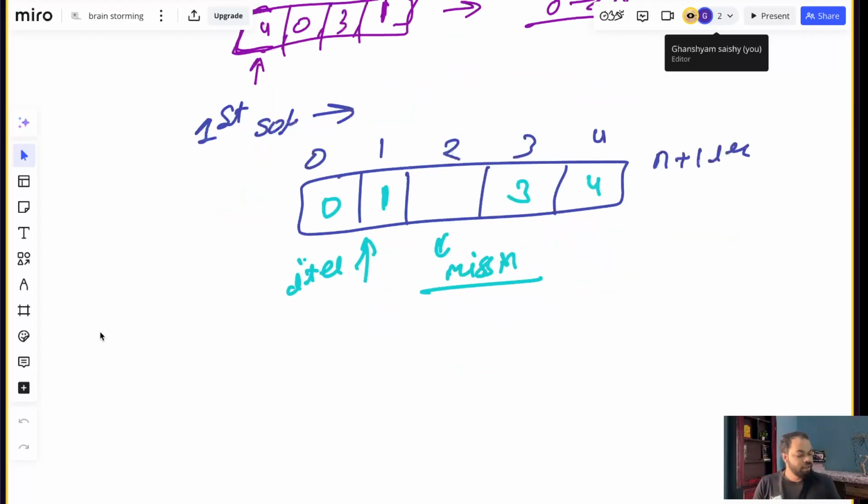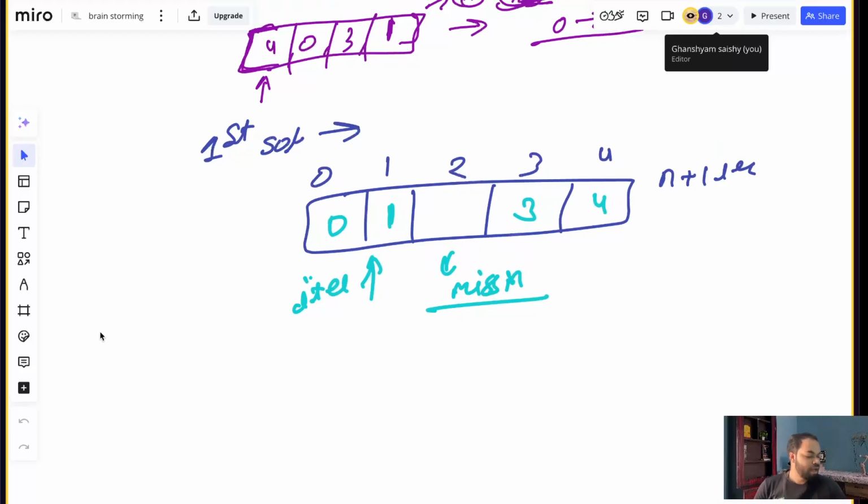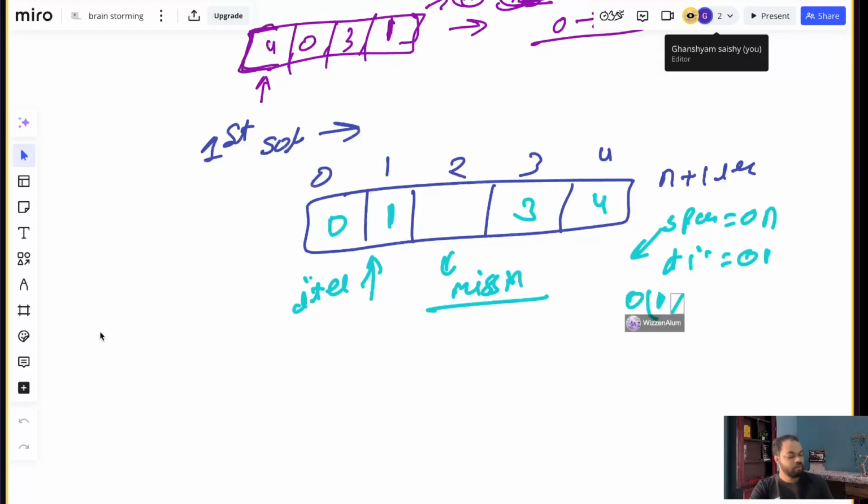But if we look into this way, you have the space complexity of big O of n, and time complexity of big O of n. That's the problem. We want a space complexity of big O of 1. So how to do that? Let's look into the second solution.